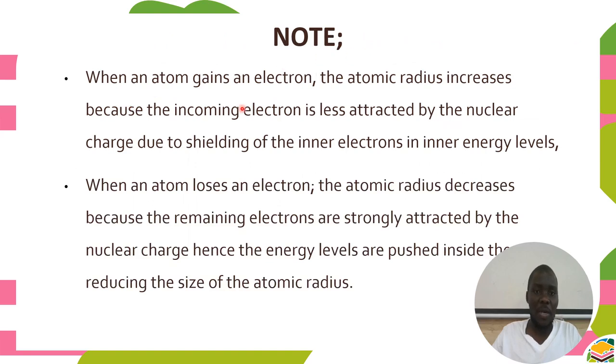So note, when an atom gains an electron, the atomic radius increases. Why is it like that? If it gains an electron, the nuclear charge is further reduced in attraction to attract the incoming electron. There is also high shielding if you are adding another electron. But when it loses an electron, we are liberating some of the force that was there to attract the electron which has moved out. Therefore, the nuclear charge extends its strength a little bit, attracting the remaining electrons, and the atomic radius decreases.